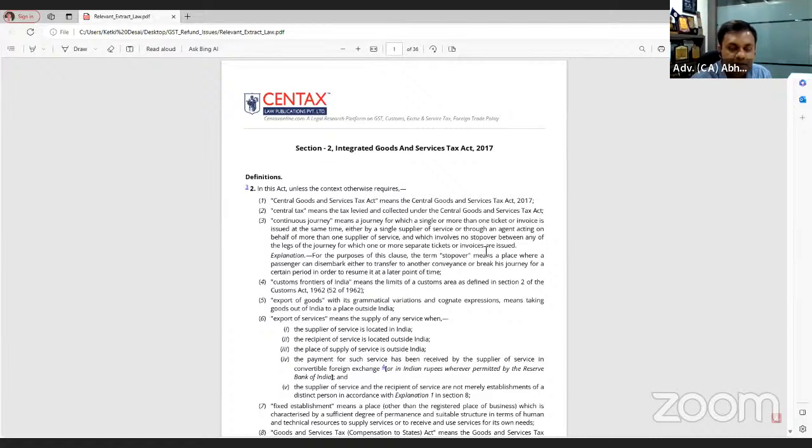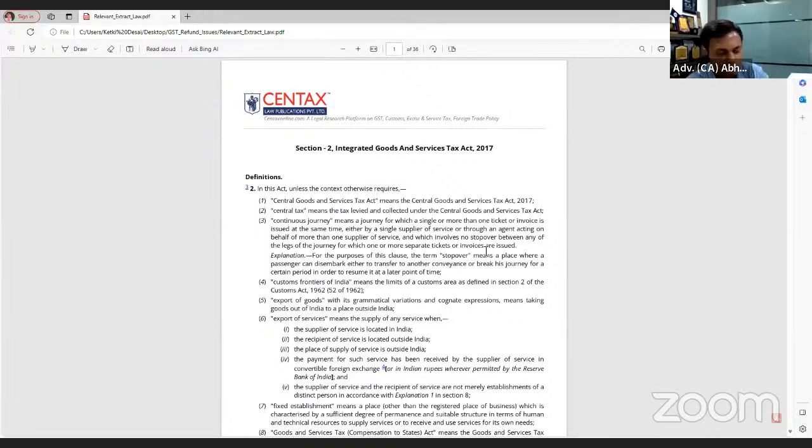Export of services is defined by clause 6. The export of services definition is slightly broader, with more conditions as compared to the definition of export of goods. The export of services requires that the supplier should be in India. The recipient of your service should be outside India. The place of supply of the service should also be outside India. So not just the recipient should be located outside India, even the place of supply of your services should fall outside India.